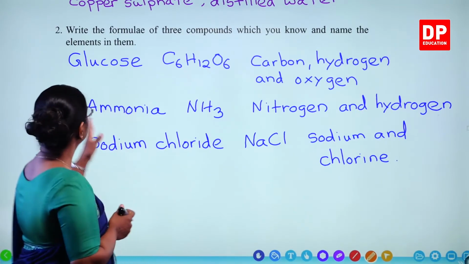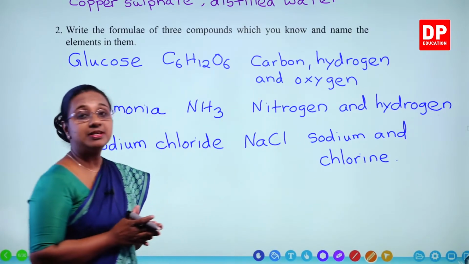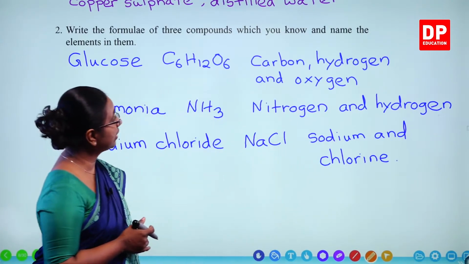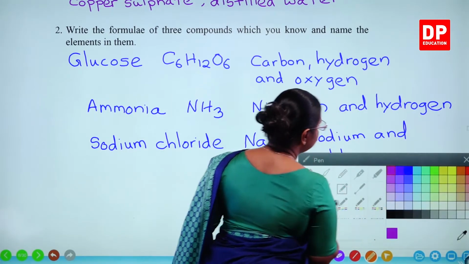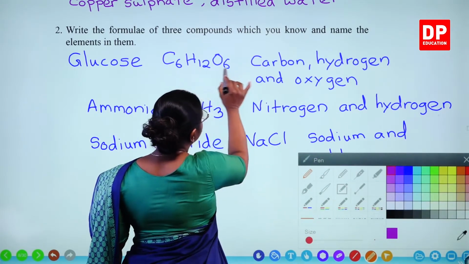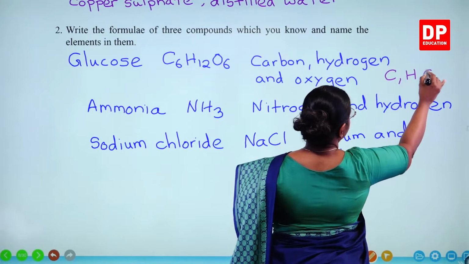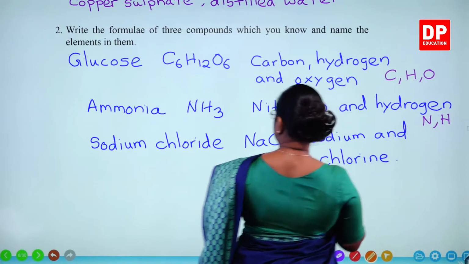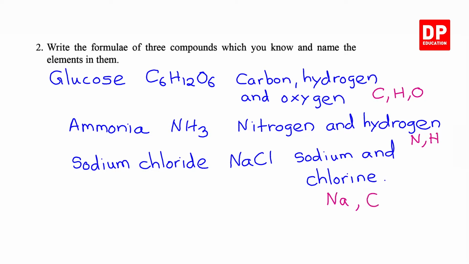Is that okay, students? So you should write the name of the compound, write the chemical formula and the elements that make up that compound. You can write it in words or else you can use the symbols also. So in case you like to write it as symbols, that is very easy, no? You have the chemical formula here. You will be writing it as carbon, hydrogen, oxygen. Then this one, it is only nitrogen and hydrogen. Then sodium chloride, it is sodium and chlorine. So it's easy to write the symbols as well.